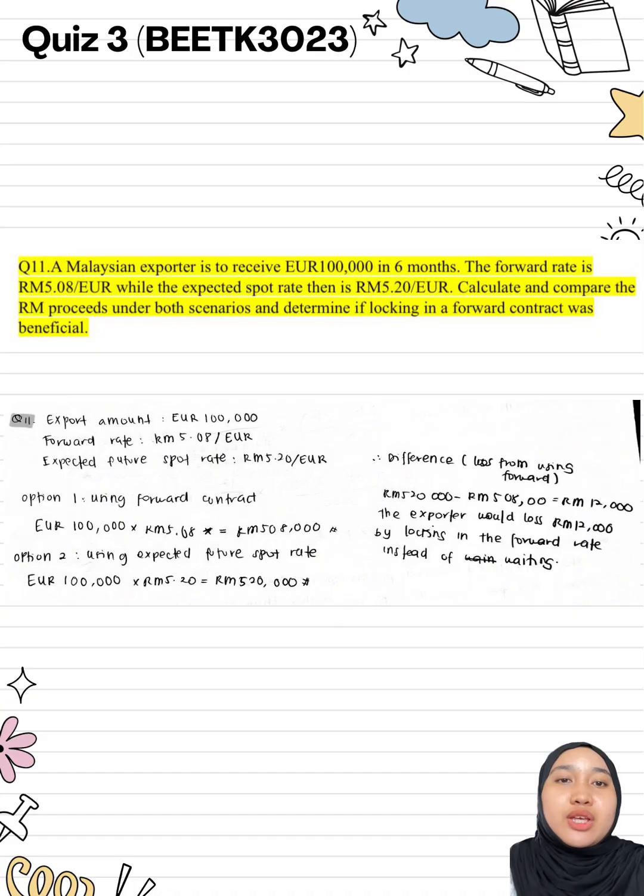So by locking in the forward rate, the exporter would receive 12,000 ringgit less than if they waited and used the expected spot rate. So in this case, not using the forward contract would be more profitable, assuming the expected spot rate of 5 ringgit 20 cents turns out to be accurate. However, forward contracts are still useful when the company wants to avoid uncertainty or protect against unfavorable currency movements.